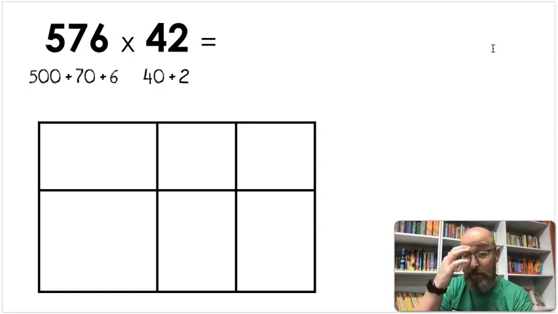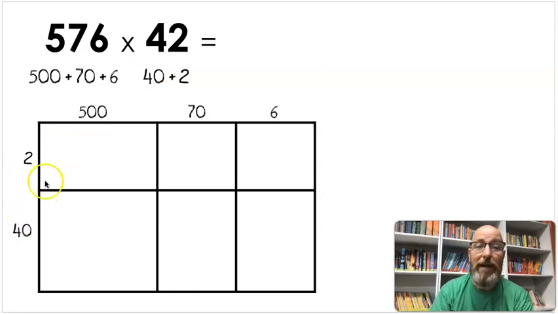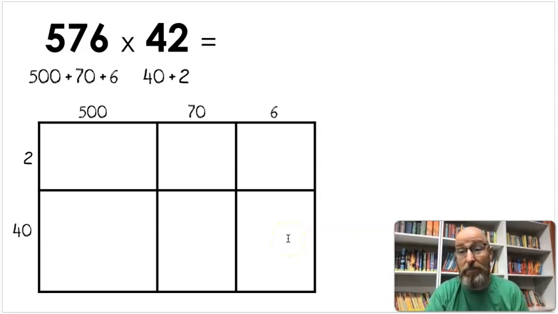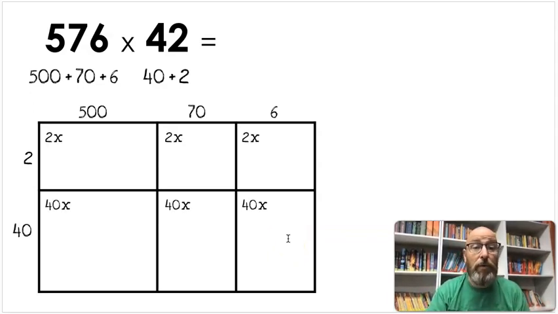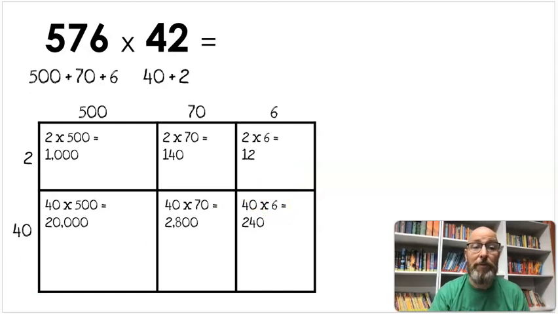Now this time, because I've got three place value places, I have to have a column for each one. This one still has 2 places, so I'm just going to have 2 rows. So I'm going to have my 500, my 70, and my 6. So of course it's my 500 column, my 70 column, my 6 column, everything multiplied by 2, and everything multiplied by 40. Now obviously, we're dealing with bigger numbers now, and that's okay. So we're going to have our 2 row, everything is multiplied by 2, everything is multiplied by 40. Same thing we just said, by 500, by 70, and by 6. We're going to multiply those out.